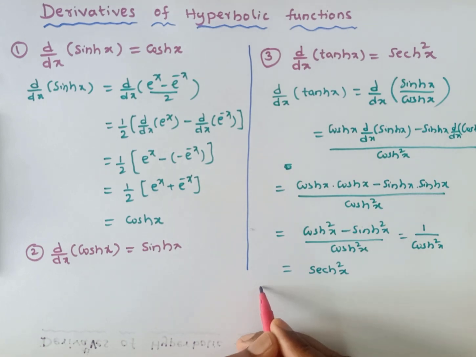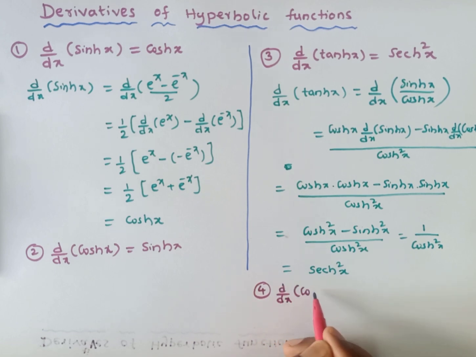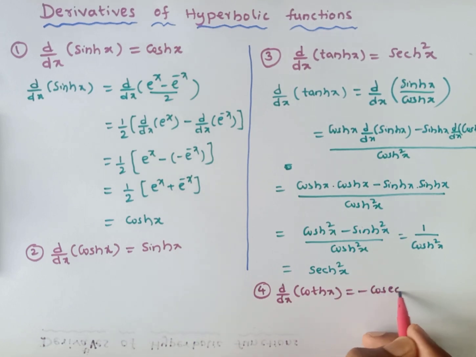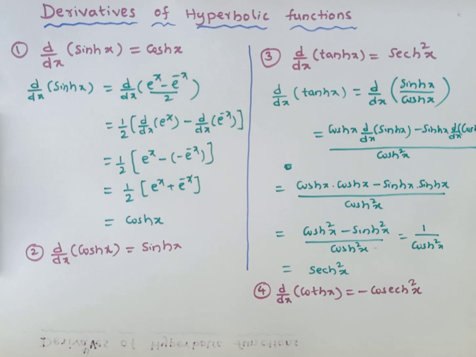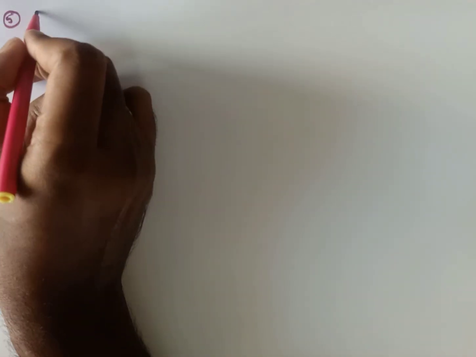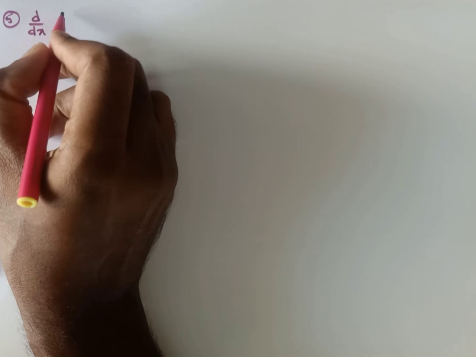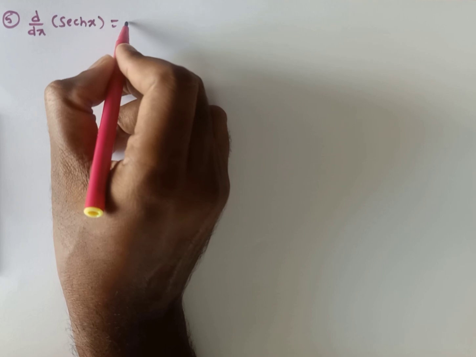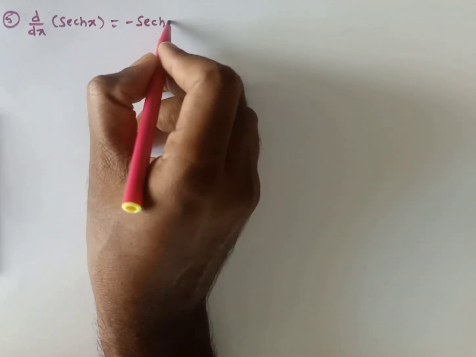And next, based on this you can evaluate the derivative of coth x. The derivative of coth x is minus cosech²x. So next, the fifth one, the derivative of sech x. The derivative of sech x is minus sech x into tanh x.